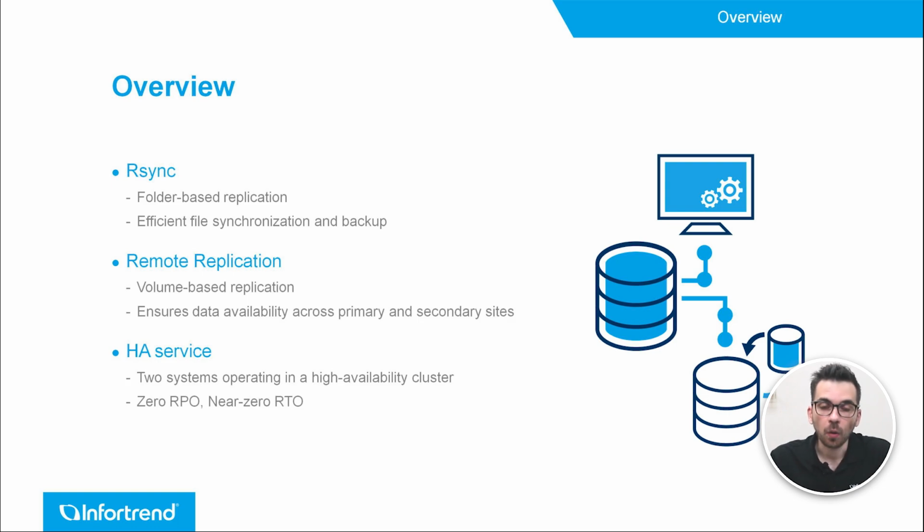Beyond Rsync, our GS systems also provide two additional replication methods, remote replication and high availability or HA service, both of which can be applied to file and block level volumes. Together, these options give you multiple layers of data protection and availability depending on your specific business needs.